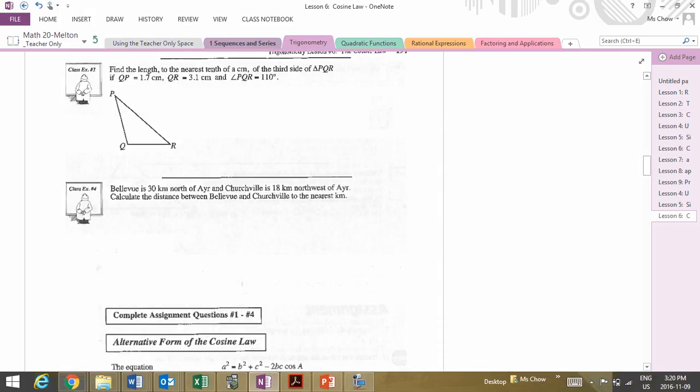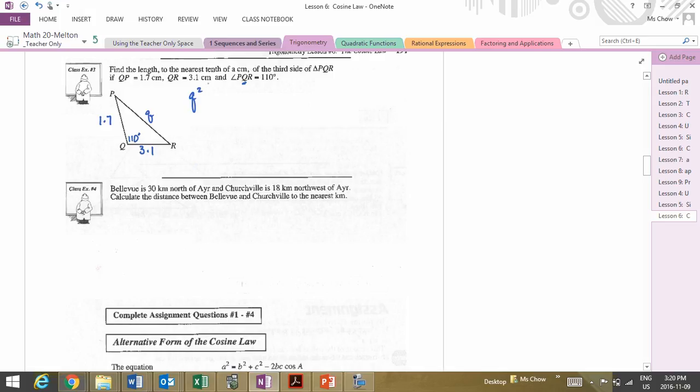So it says find the length to the nearest tenth of a centimeter of the third side of triangle PQR. So we know QP is 1.7, so let's label that onto the triangle. QR is 3.1 centimeters, and angle PQR, or we look at vertex Q in the middle there, is 110 degrees. And so we're trying to find the third length, or length q, so isolating for q.